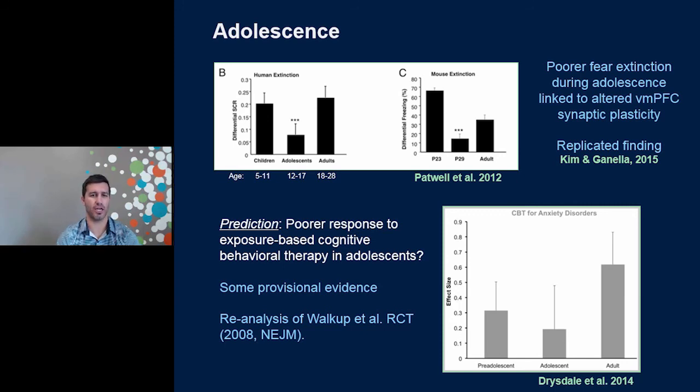And I want to just highlight quickly some work that's been done in animal models, which confirms this idea that adolescence is a period of selective vulnerability for fear and anxiety processing.